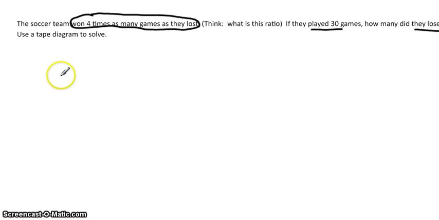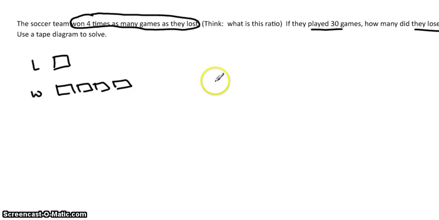So I have to think to myself, what does 4 times as many mean? So if you think of a number like 8, well, 8 is 4 times as many as 2. So if I go ahead and simplify that, I can see that that's a 1 to 4 ratio. So if I have 1 loss, I'm going to have 4 wins because that's 4 times as many.